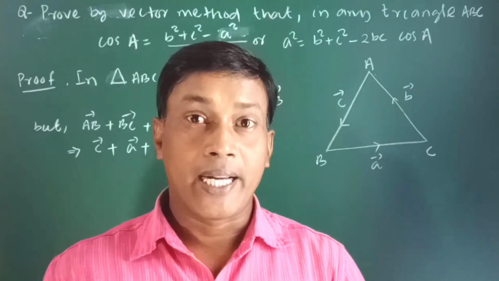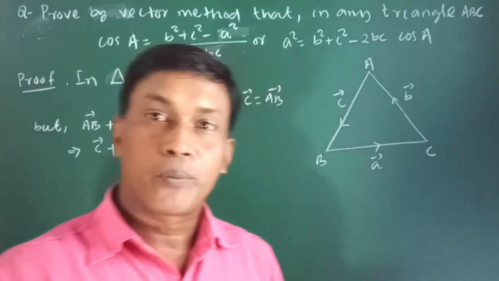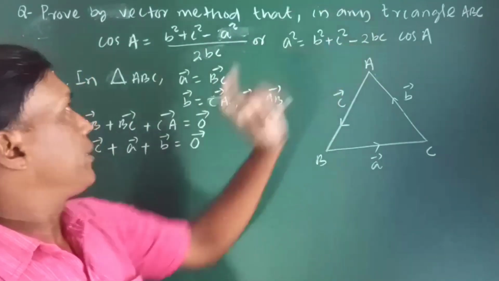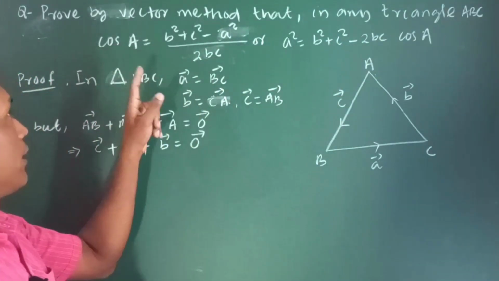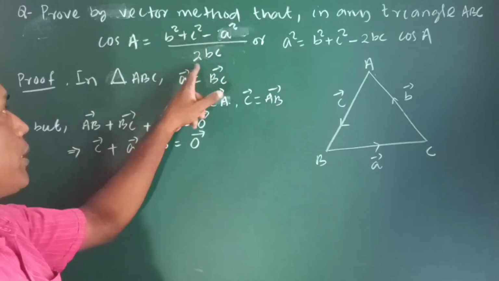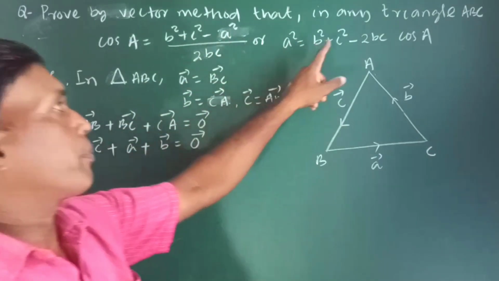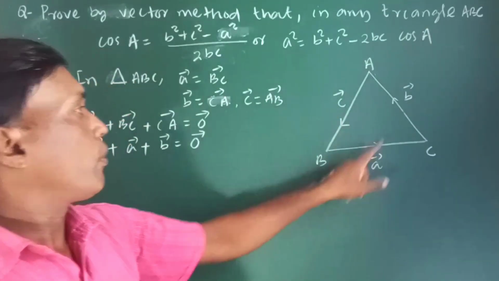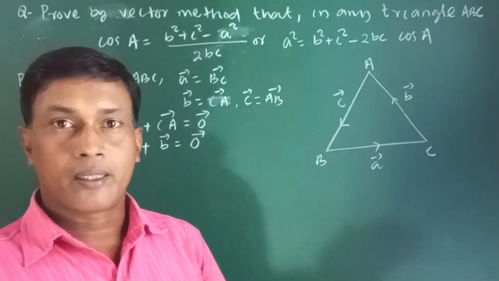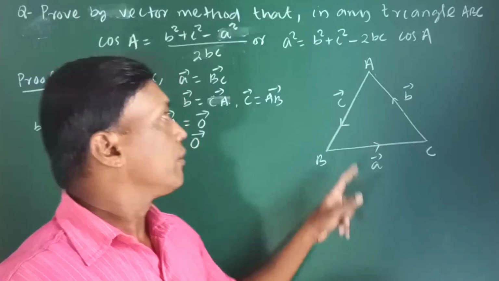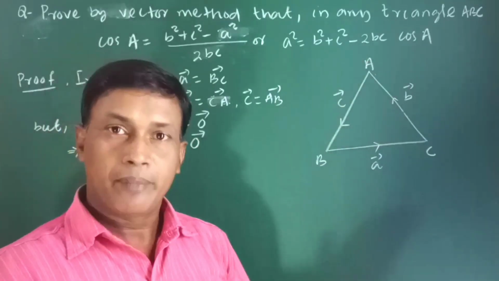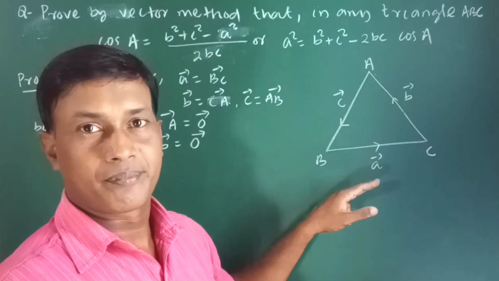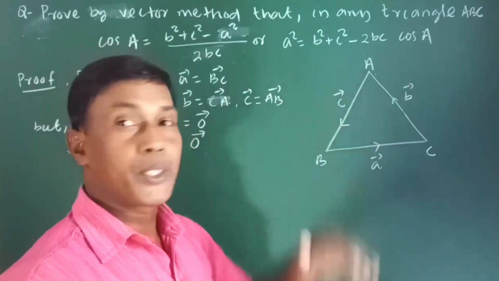Now, one analytical proof to prove the cosine formula. In any triangle ABC, to prove cos A is equal to b square plus c square minus a square by 2bc, or a square is equal to b square plus c square minus 2bc cos A. Here, small a, b, c represent the lengths of the sides, and capital A, B, C represent the internal angles of the triangle. How can you show this?